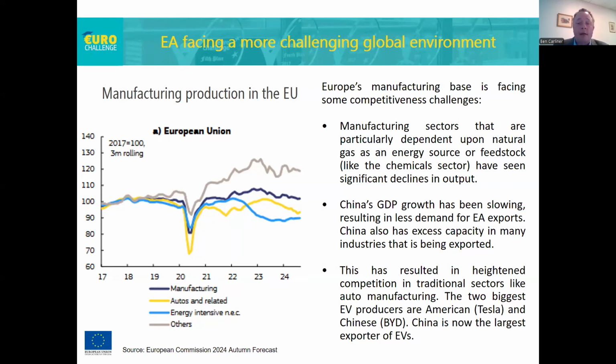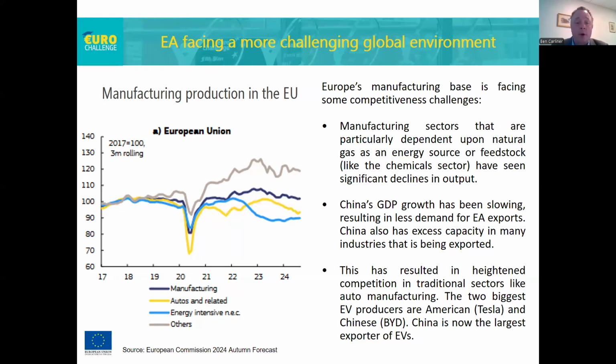Any factory that depends on natural gas as its energy source or feedstock, for example, lots of chemical plants take in natural gas and turn natural gas into various chemicals. These factories have suffered a significant decline in output because they're less competitive than energy intensive factories in the United States or in China and other parts of the world that have access to cheaper energy.